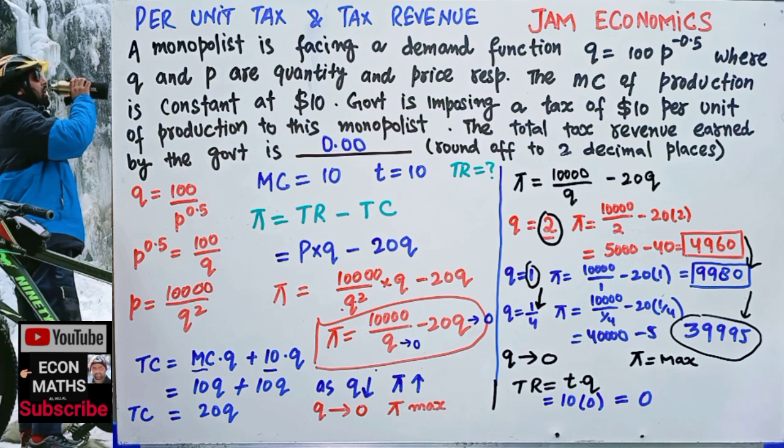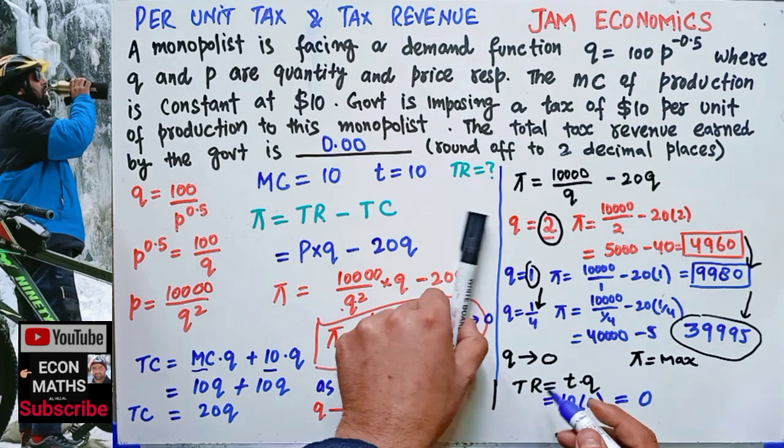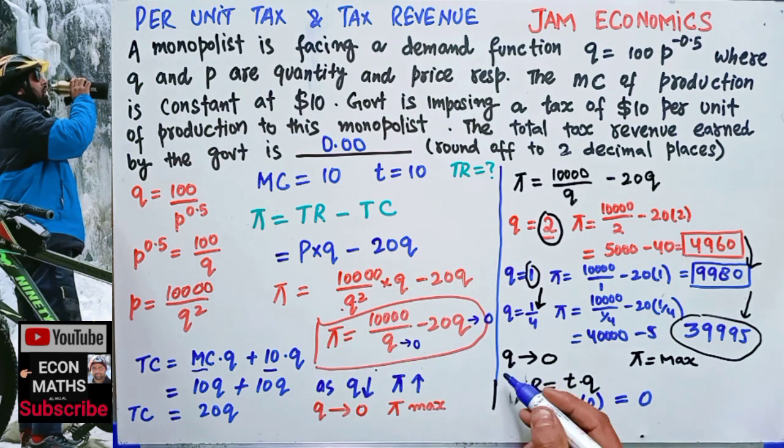This will be the tax revenue for the government, equal to 0, because the monopolist will try to maximize his profit, and the only thing in his hand is to decrease his output so as to increase his profit. So as quantity approaches 0, the tax revenue, to differentiate it from total revenue, will be equal to 0. I hope I made myself clear. Thank you.